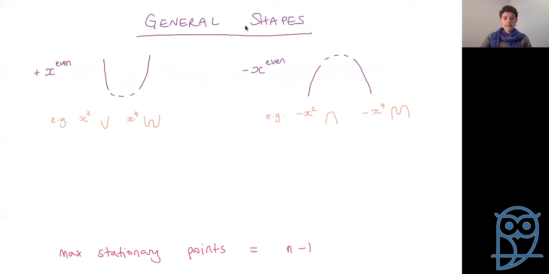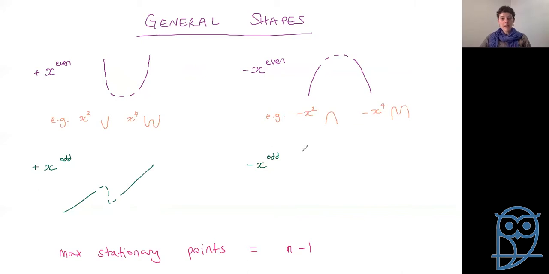So if we do a similar thing now for plus x to the odd and minus x to the odd. So here we're now talking about x cubed, x to the 5, x to the 7. Also, funnily enough, x to the 1, our linear, behaves in exactly the same way. So if we had plus mx, we're going up to the right. So if we turn it into a curve, we're going to dip, but carry on going up.